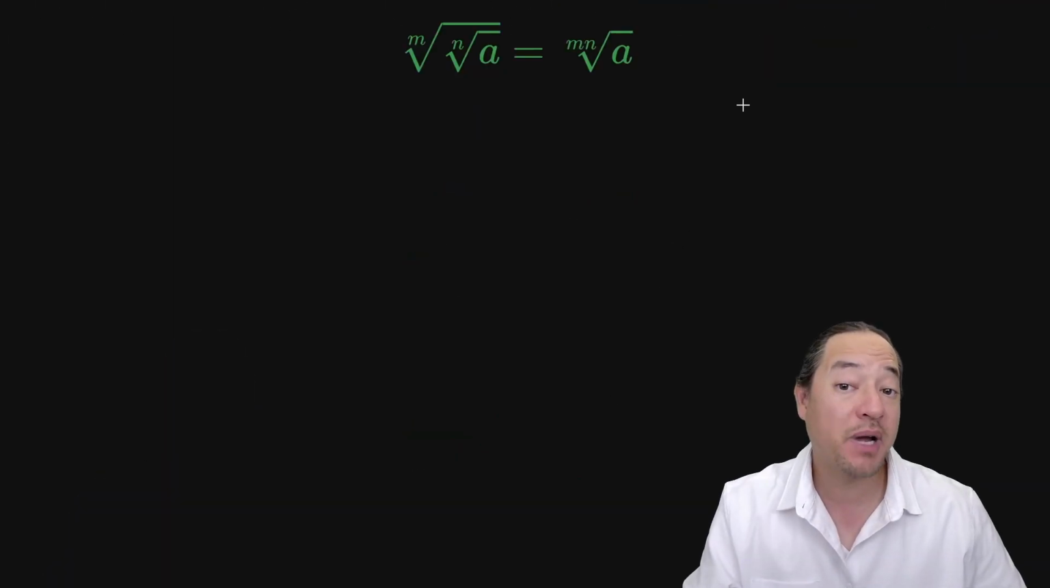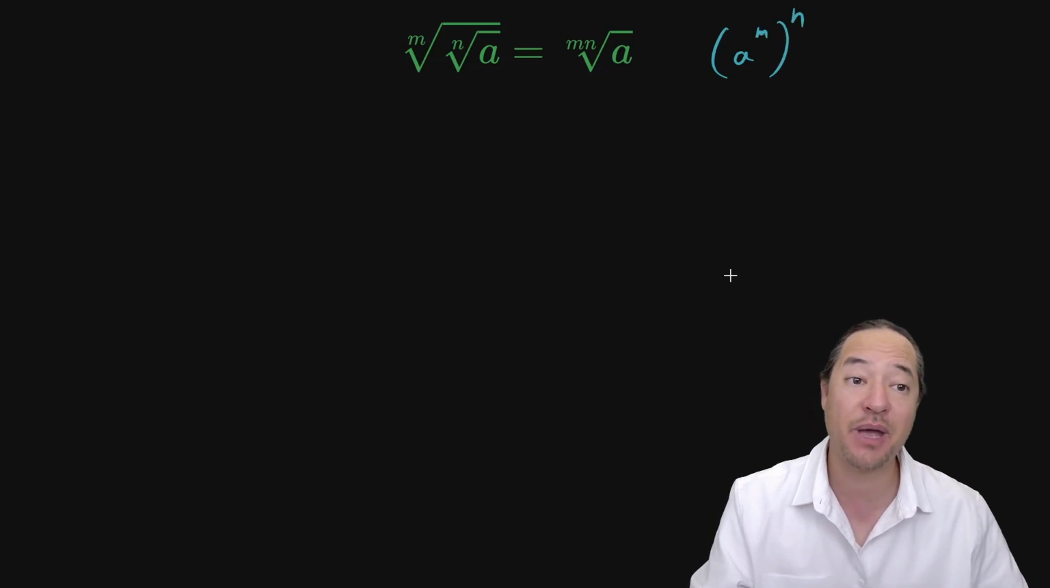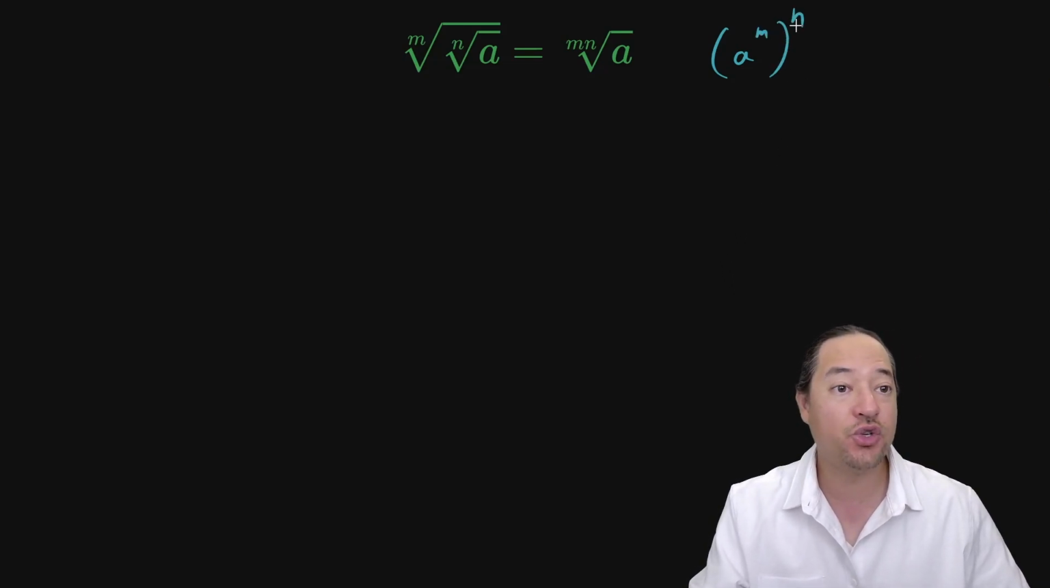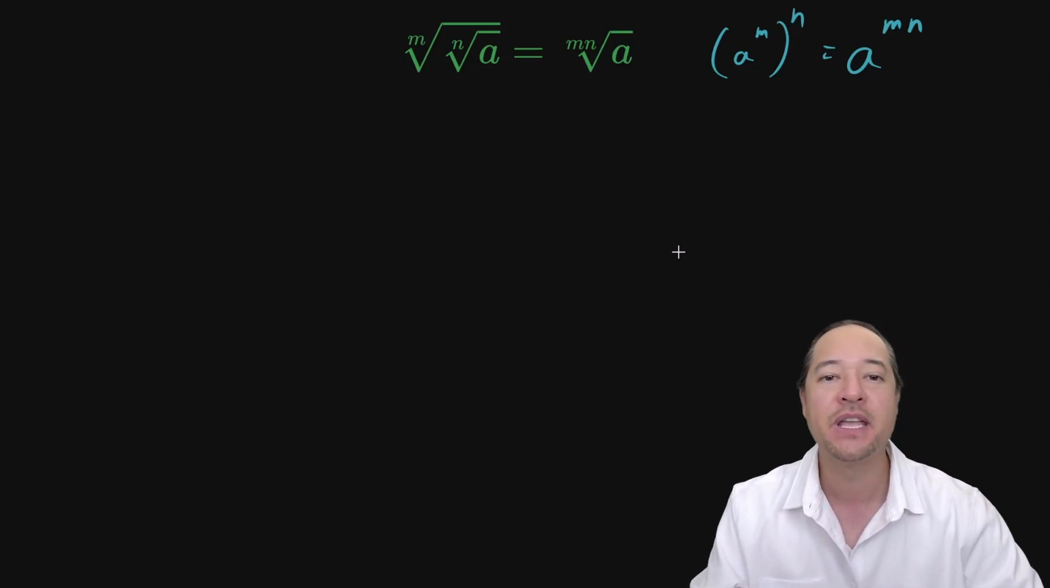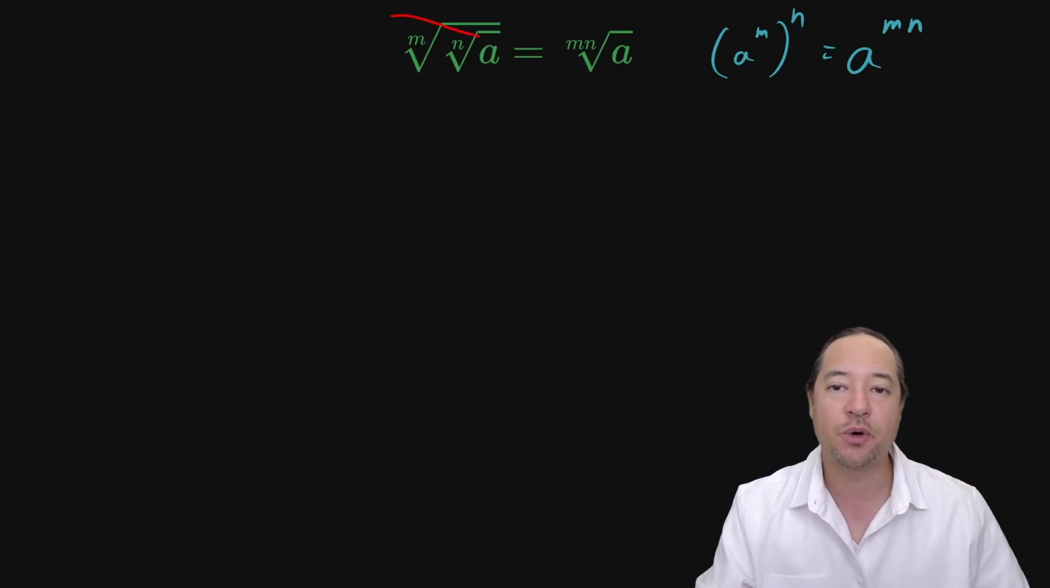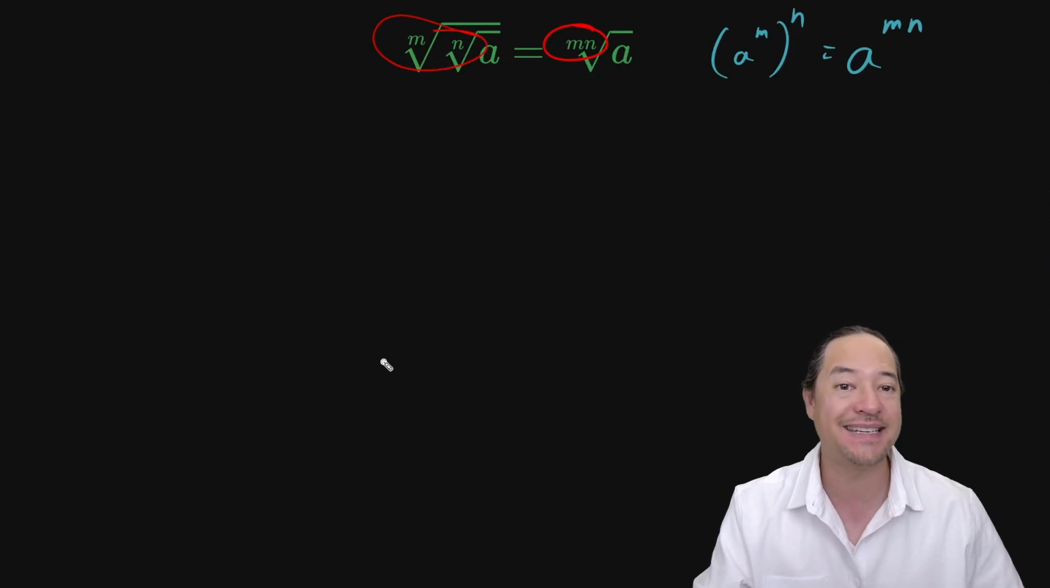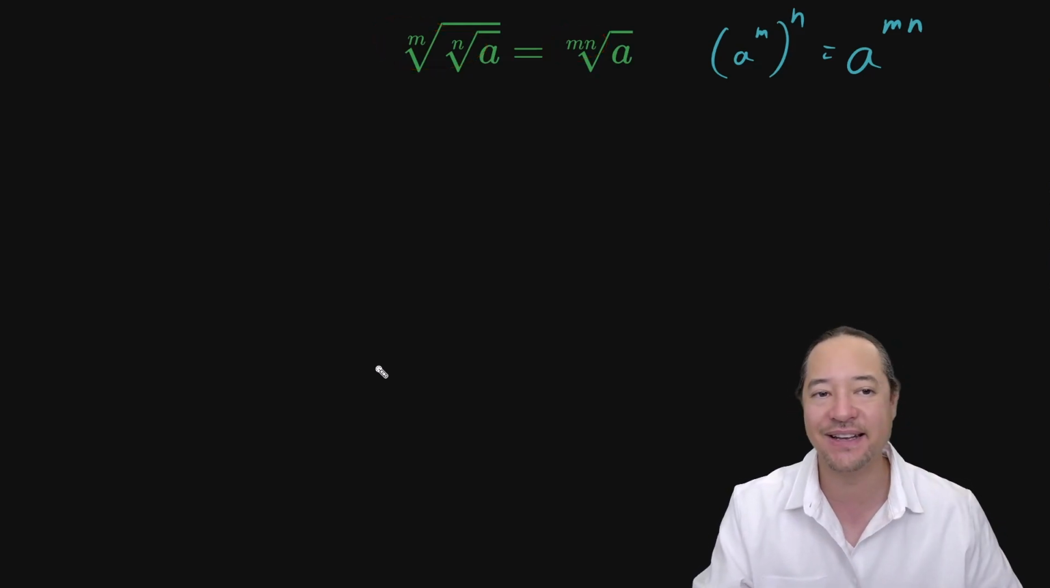Once again, this should remind you of one of our power rules where we had some a to the m power, and that was all raised to the nth power. And here, essentially, you can multiply these two exponents together. You would get a to the m times n, to the mnth power. And that's basically what we're doing here. We're going to multiply the roots together and get a single root at the end. So let's try an example.